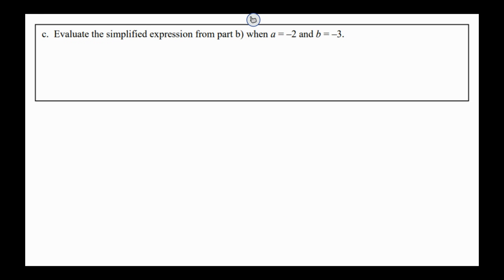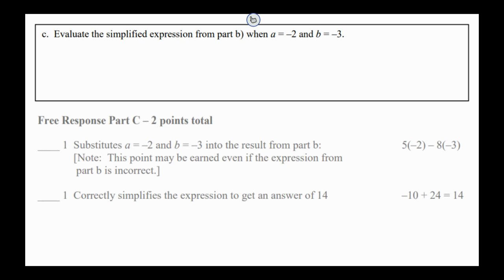Part C, evaluate the simplified expression from part B when a equals -2 and b equals -3. So 2 points. And substitute a equals -2 and b equals -3 into the result from part B. Which you can get this point even if your expression from part B was wrong. And then a point for correctly simplifying to get an answer of 14.